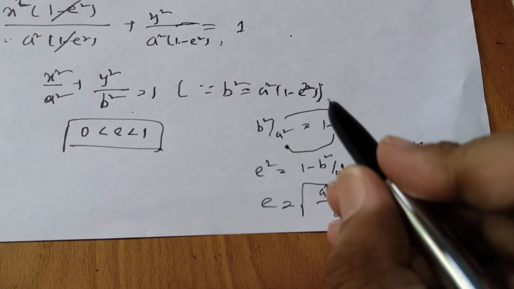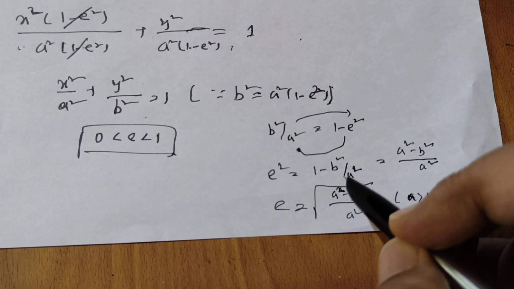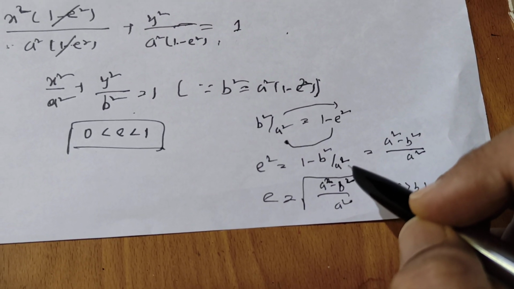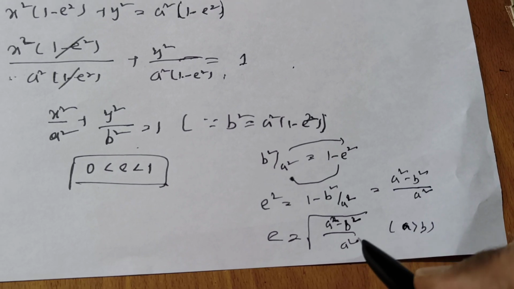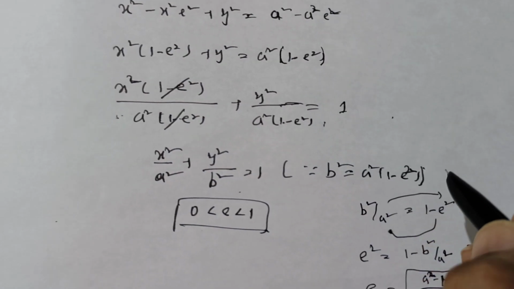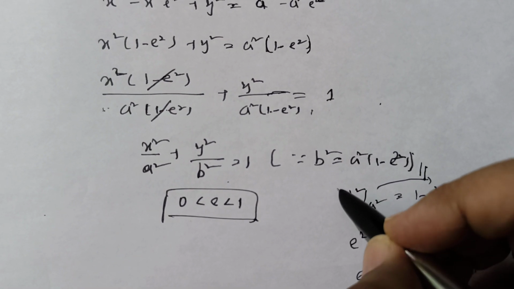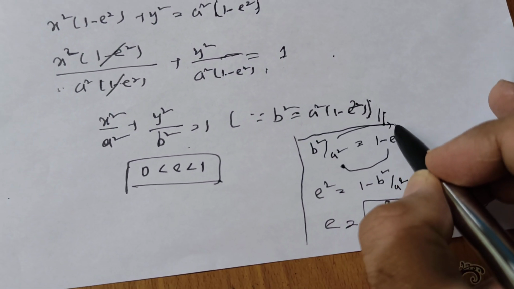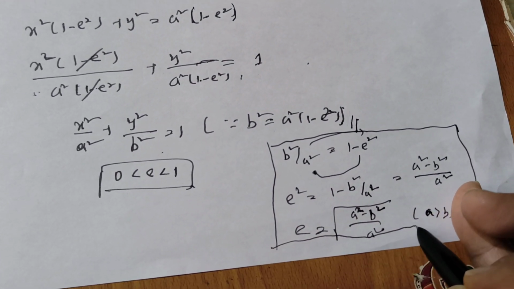Come back to how to find the eccentricity value. B square by A square is equal to 1 minus E square. You are taking this to the left hand side, and this to the right hand side: E square is equal to 1 minus B square by A square. Upon taking LCM, we get A square minus B square by A square, so E is equal to the square root of A square minus B square by A square. However, your theorem proof has been completed here only. This part you should close. This part is for your understanding; I have written it. This is not at all required to write in the exam.